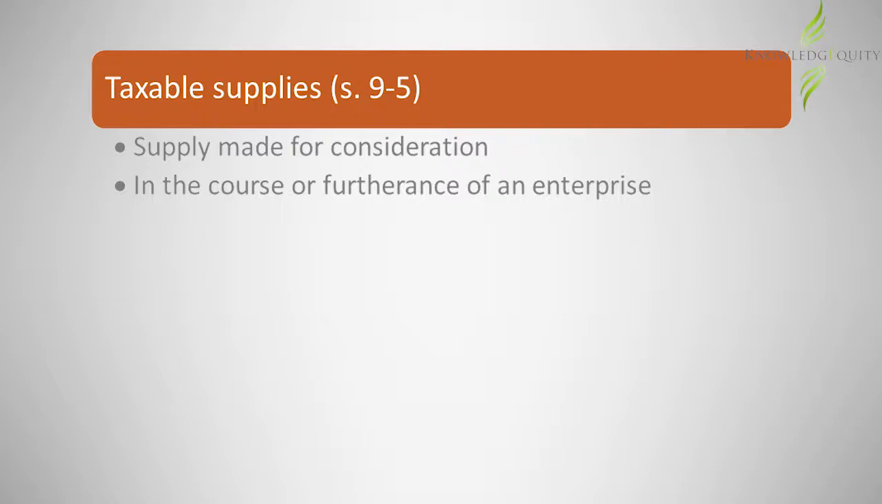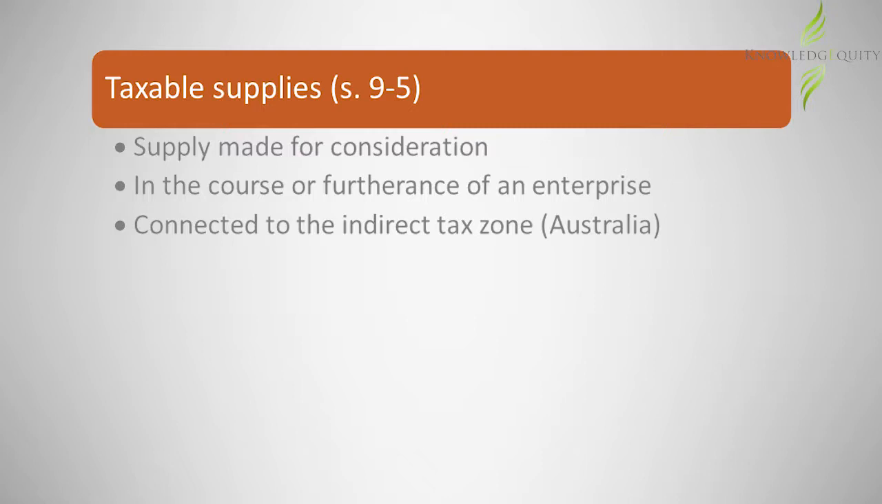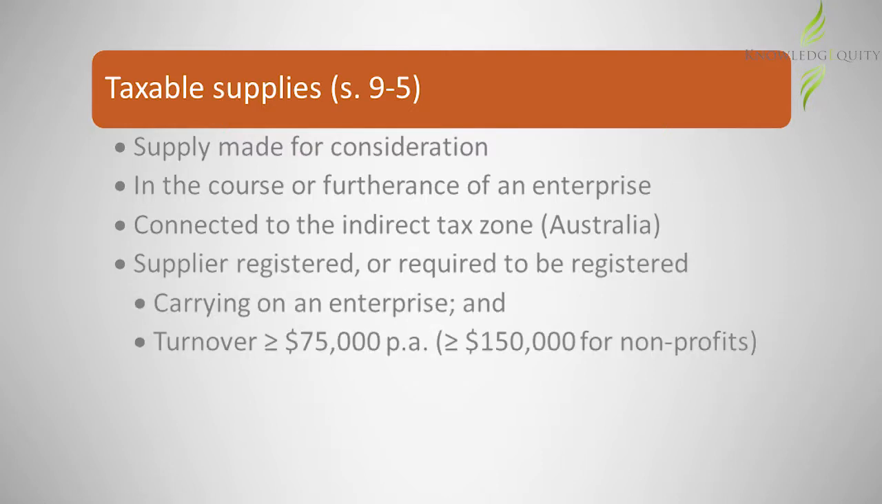The supply is connected to the indirect tax zone, referring mainly to delivery or availability in Australia. And the supplier is registered or required to be registered for GST, where the supplier carries on an enterprise and meets the GST registration turnover threshold.